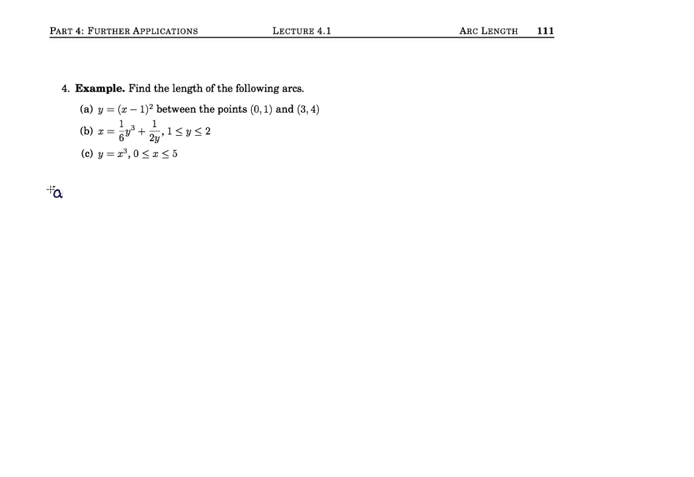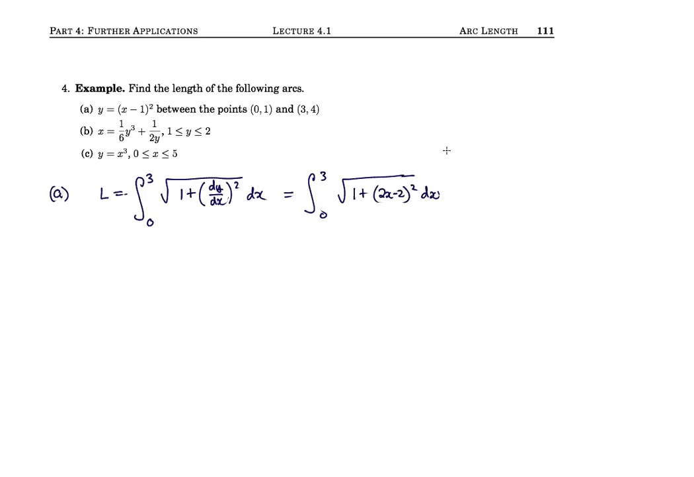So the first example, the length is the integral from x equals 0 to x equals 3 of the square root of 1 plus the derivative, so dy by dx, all squared dx. So this becomes the integral from 0 to 3 of the square root of 1 plus, and the derivative of y with respect to x in this case is 2x minus 2, all squared dx. So this is the integral now we have to compute.